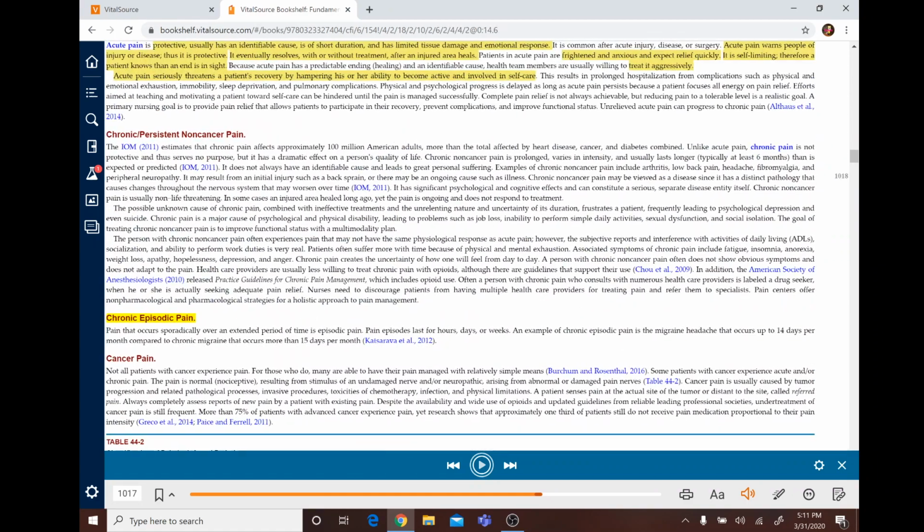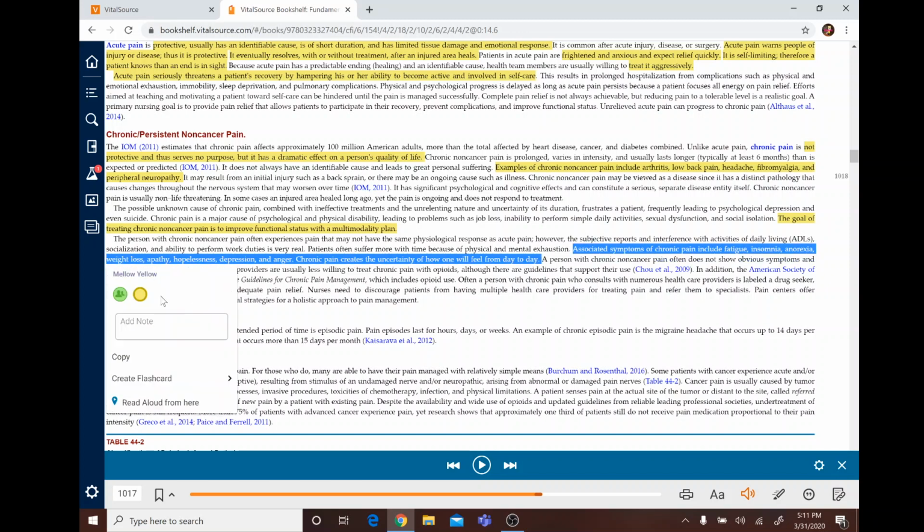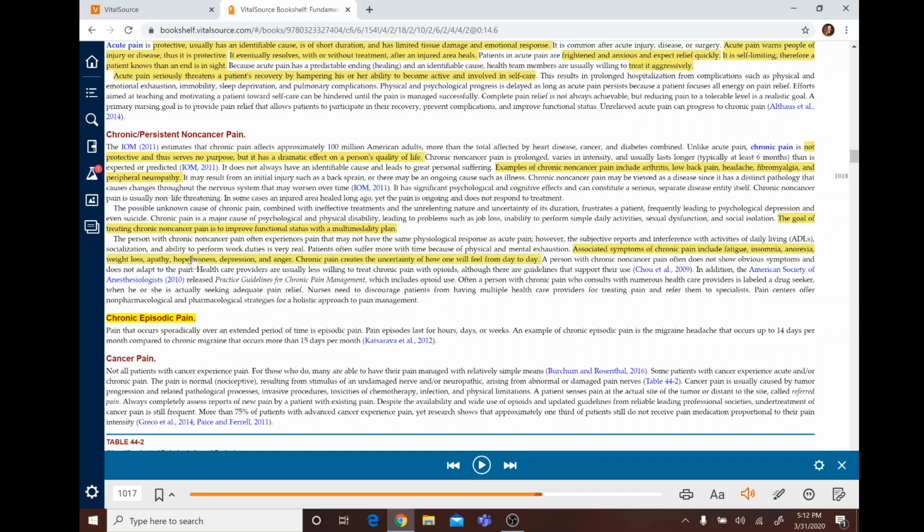Okay, so chronic pain is not protective and serves no purpose but has a general effect on the person's quality of life. Some examples are arthritis, low back pain, headache, fibromyalgia, peripheral neuropathy, things like that. The goal of treating chronic non-cancer pain is to improve functional status with the multimodality plan. That makes sense. Associated symptoms of chronic pain have some fatigue, anxiety, insomnia, anorexia, weight loss, apathy, hopelessness, depression, anger, stuff like that.